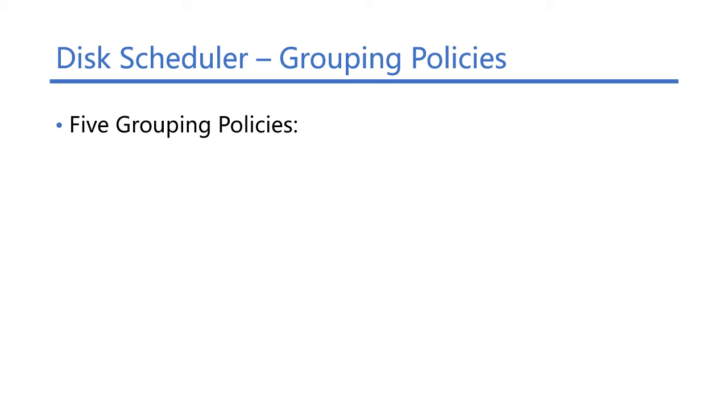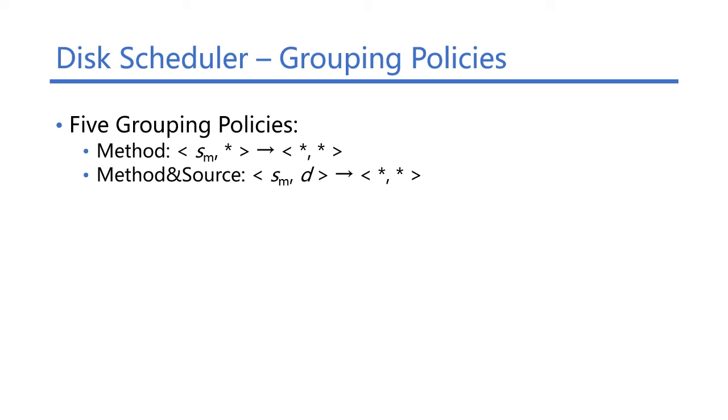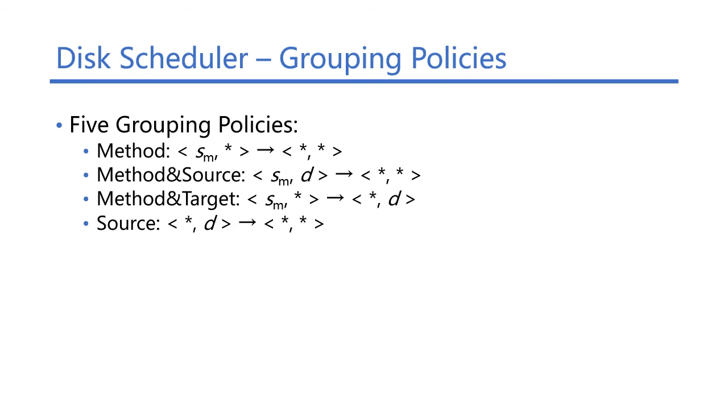We design 5 grouping policies. 1. Method policy. Package path edges which belong to the same method. 2. Method and source policy. Package path edges which belong to the same method and with the same source fact. 3. Method and target policy. Package path edges which belong to the same method and with the same target fact. 4. Source policy. Package path edges with the same source fact. 5. Target policy. Package path edges with the same target fact.